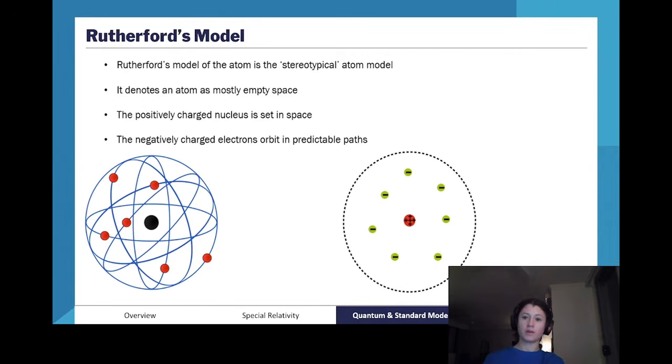Okay, now we're getting on to Rutherford and Bohr's model of the atom, which is our last part of quantum theory. So, Rutherford's model was the early model of the atom, not the earliest, but one of the early ones. And it's kind of the stereotypical model of the atom. So it describes the atom as mostly empty space with a positively charged nucleus set in space with negatively charged electrons orbiting around it. Right?